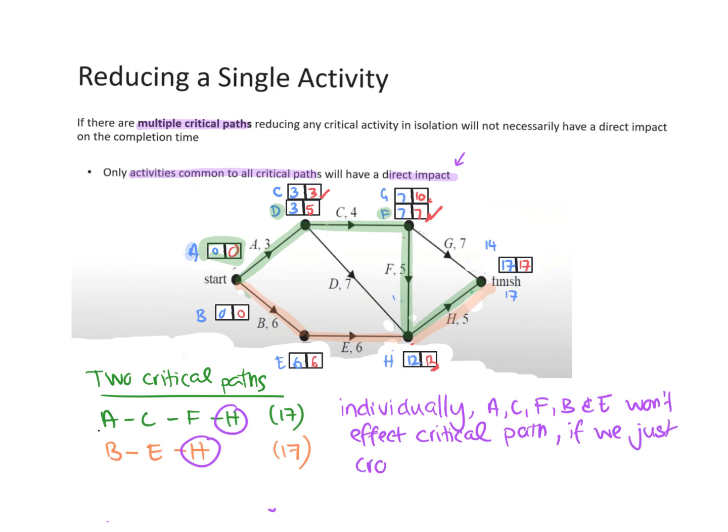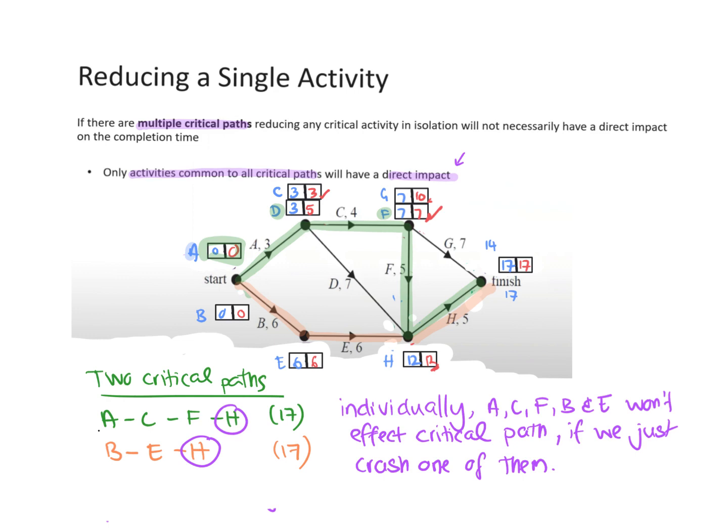Because if you just crash one of them, what happens is one of them is on one of the critical paths. So if you crash it, then the other critical path becomes the one and only critical path. So that's why it's no good. You've got to crash H. So here we would crash H because it's both of them, and it would save us 5 days, wouldn't it? Because we're going to take the 5 days off.